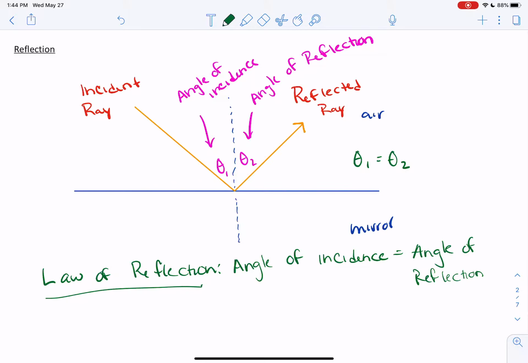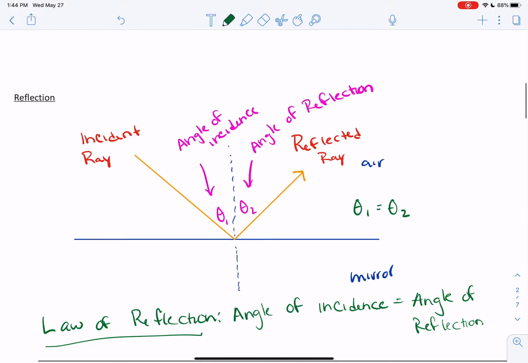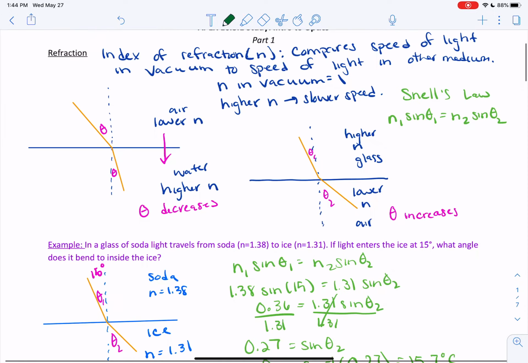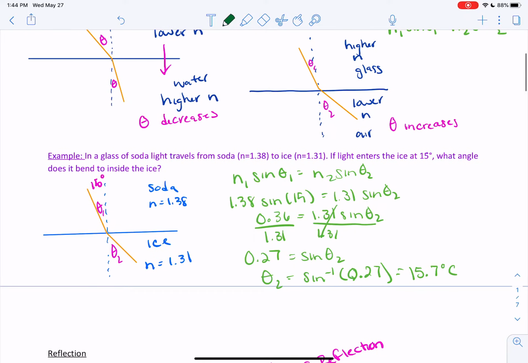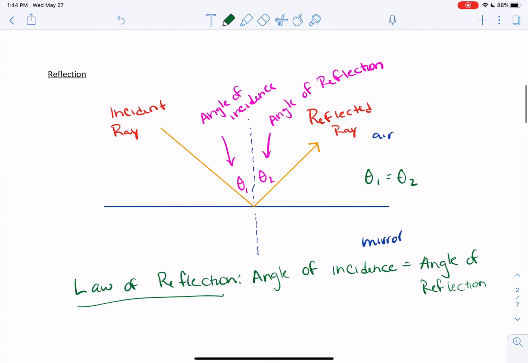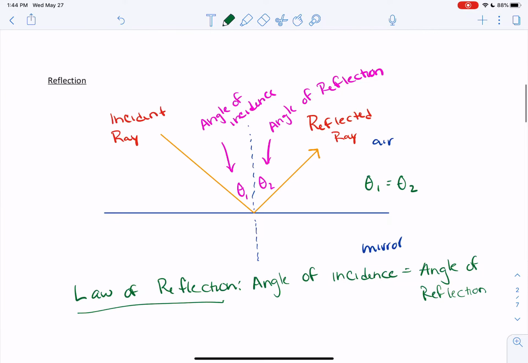Okay? So what we need to know from this section is we need to understand refraction, what refraction is and what the index of refraction is. And we need to be able to use Snell's law to solve equations. Then we need to understand reflection, that if you have very different n values, then you're going to have your light reflected instead of bending in. And then the law of reflection says that the angle of incidence is going to be equal to your angle of reflection.